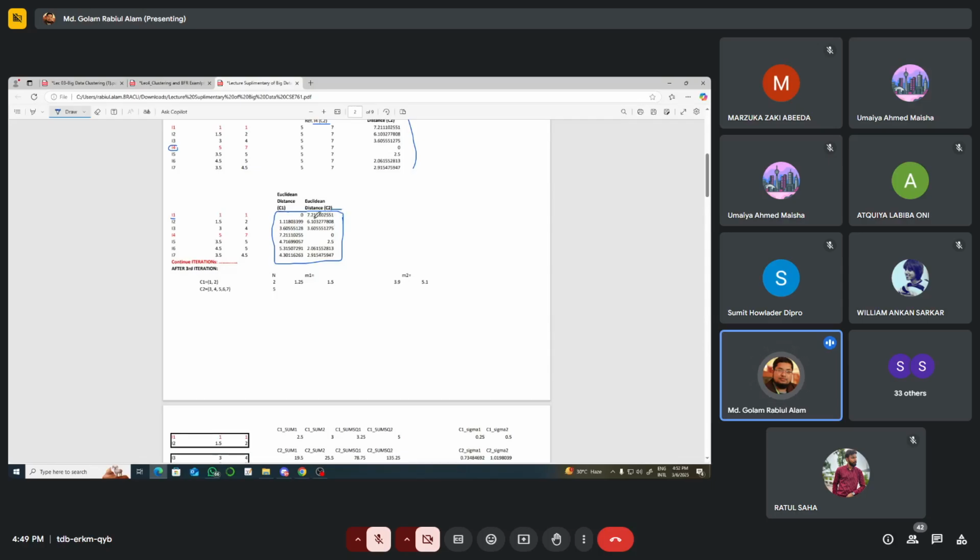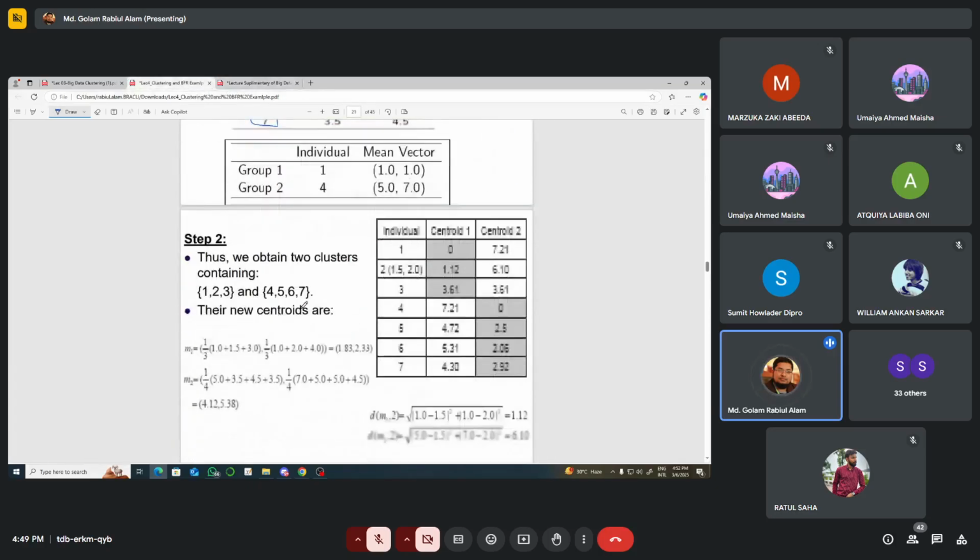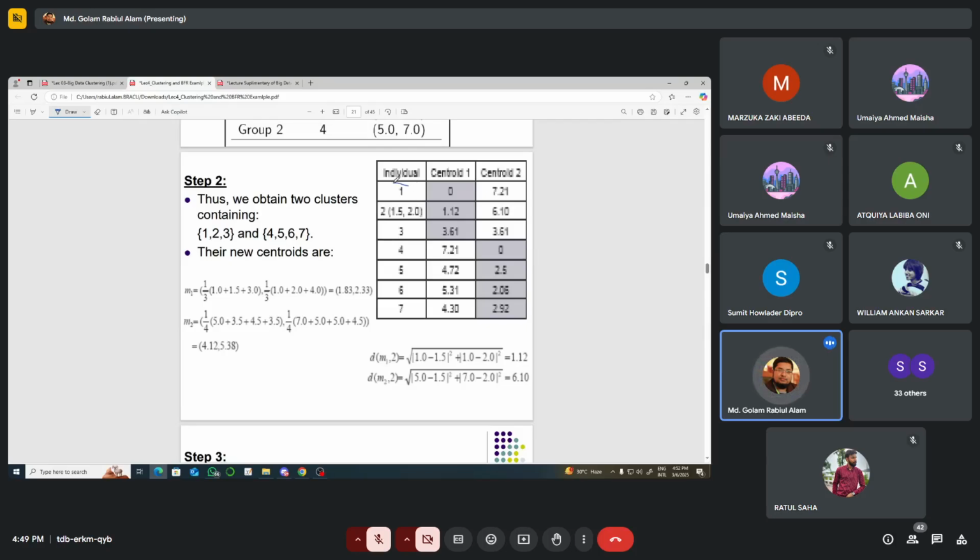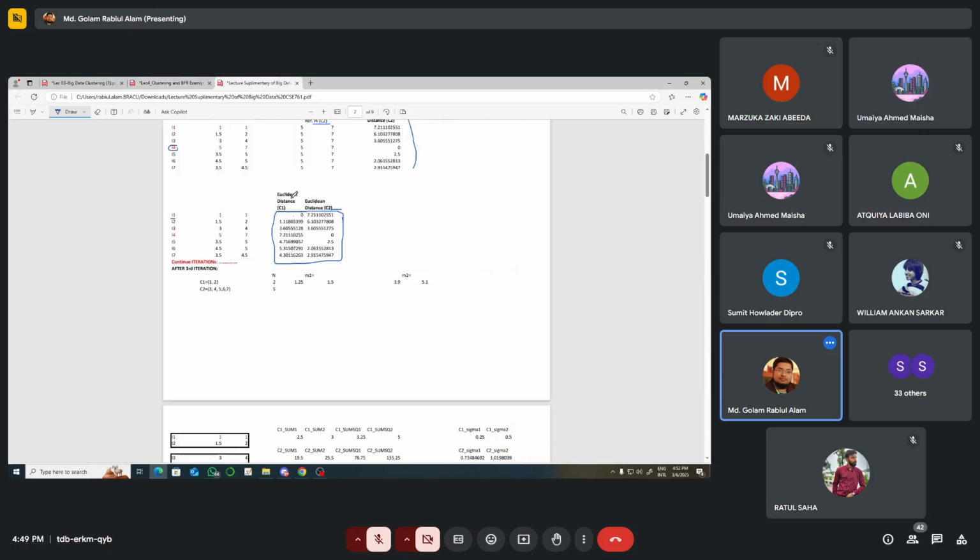You can see that the distance from I1 to cluster center 1 is 0, and from I1 to cluster center 2 is 7.21. That is, from I1 to centroid 1 it is 0 and to centroid 2 it is 7.21. In this way we have to determine the distances from each and every individual to centroid 1 and centroid 2. So this is how we apply the k-means clustering algorithm.